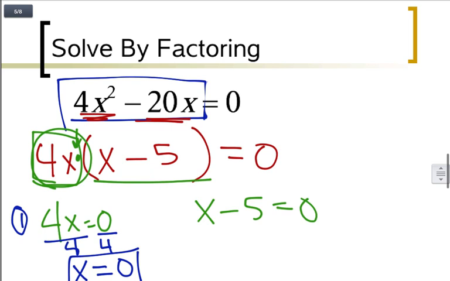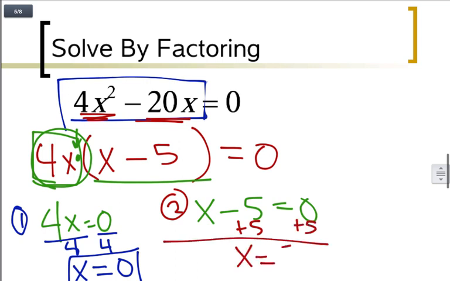In the second equation, I just have to add 5, and that gives me x equals 5 as a second solution. So what that means is, in the original equation, if I plugged in 0 or 5, the answer would be 0, and it would make that equation true.